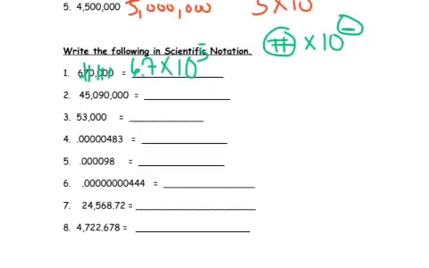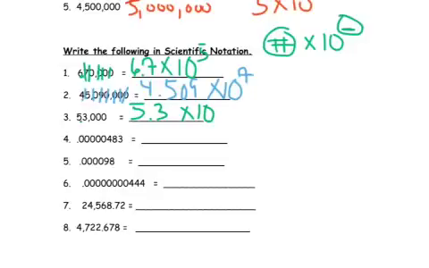Next one, my decimal would go between the 4 and the 5. So I would have 4.509, always times 10. And then I'm going to start to cross off and count every single digit that is after my decimal. 1, 2, 3, 4, 5, 6, 7. So it's to the 7th power. 53,000, I'd put it between the 5 and the 3. So I have 5.3 times 10. And if I start to cross off and count, I would have 1, 2, 3, 4.